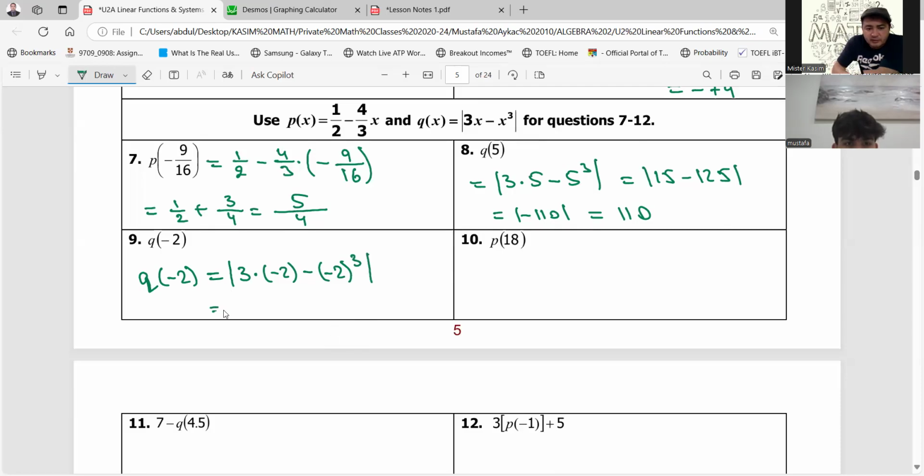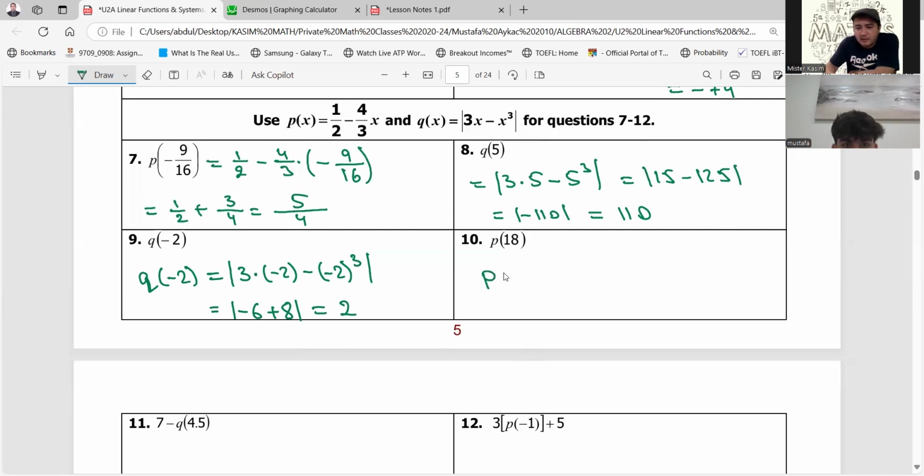And now let's do it together. Here we have, what is 3 times negative 2? Negative 6. And what is negative 2 cubed? Negative 8. And minus negative is positive, right? And negative 6 plus 8 is 2. Absolute value of 2 is 2. And how about 10?